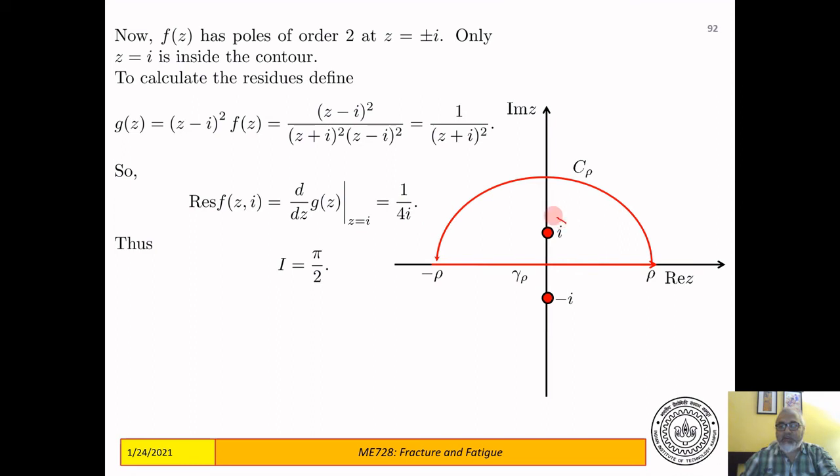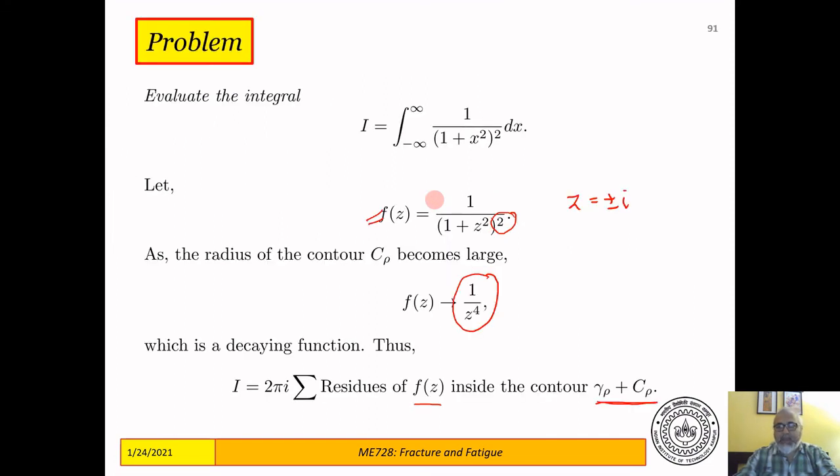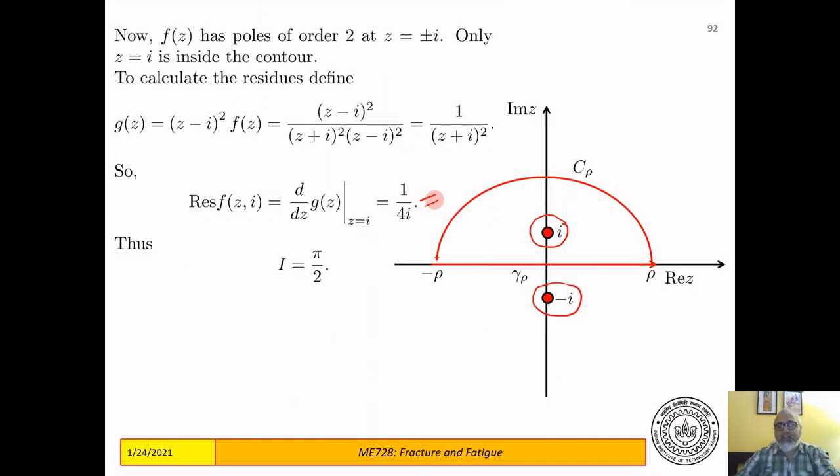You have to calculate the residue only at i, because minus i does not lie inside the contour. Only i lies inside the contour. So at i it will be 1 by 4i, and if you then multiply it by 2 pi i, you get I equal to pi by 2. So this integral is equal to pi by 2. The principal value of this integral is pi by 2, and the residue theorem allows you to find the value of the integral quite easily.